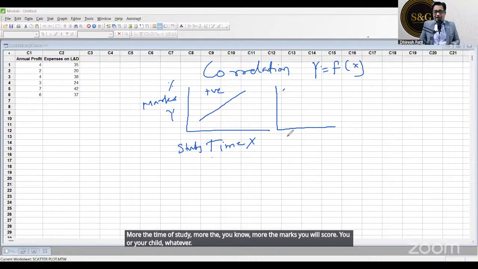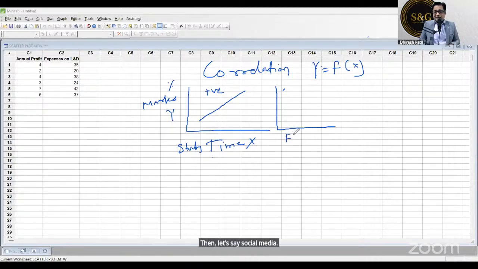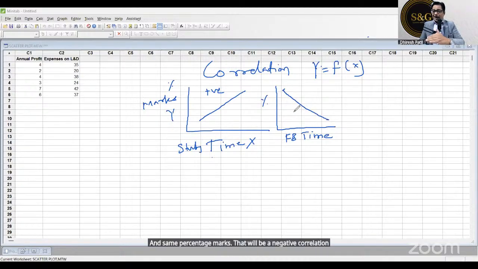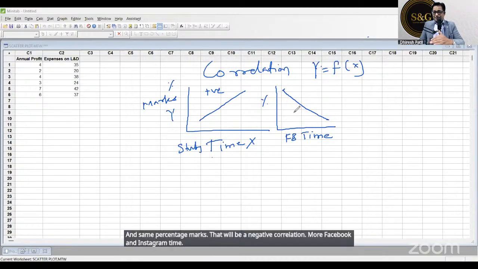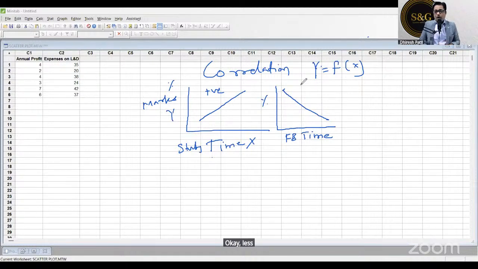Then let's say social media, Facebook or Instagram time, and same percentage marks. That will be a negative correlation. More Facebook and Instagram time, less will be the marks. It is called a negative correlation.